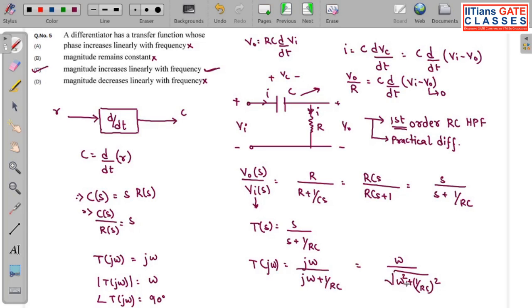Okay, so here they haven't asked you about the practical differentiator. I told you this because you should know what a practical differentiator circuit is also. In analog you will be constructing a practical differentiator circuit with the help of an op-amp, and at that time you will see you can also construct an ideal differentiator circuit there. This is one simple extra thing you should know, so that is why I told you. So the answer for this question is C.